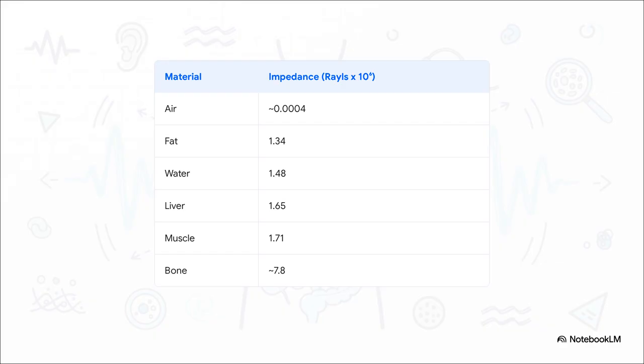I mean, look at the extremes. Air is way down there, almost 0. And bone is way up at the other end, almost 8. That's a massive difference. But then look at the soft tissues in the middle. Fat, water, liver, muscle. They're all kind of clustered together, right? All in the same ballpark. These differences, both the huge ones and the tiny ones, are the key to this whole thing.